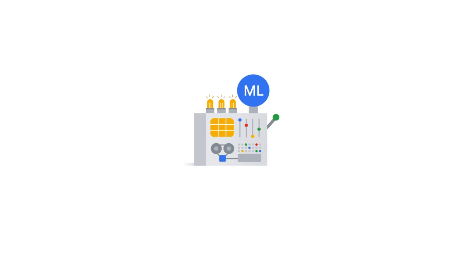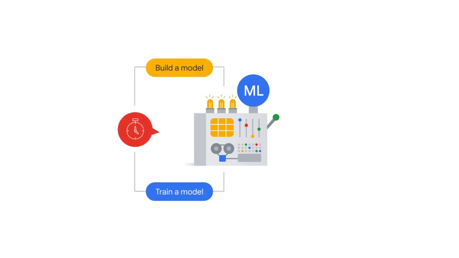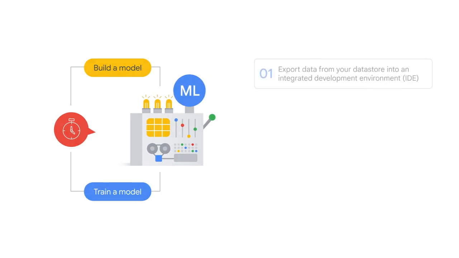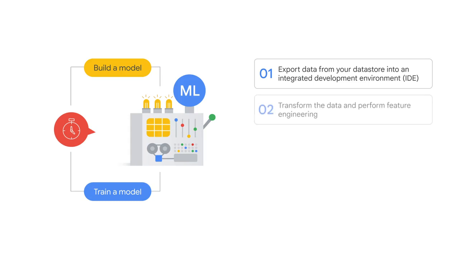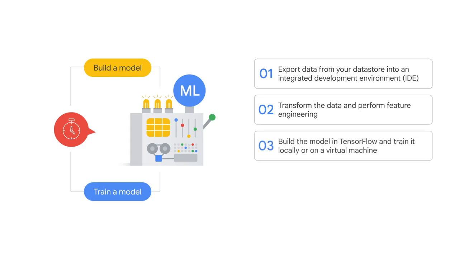If you've worked with ML models before, you know that building and training them can be very time-intensive. You must first export data from your data store into an IDE, integrated development environment, such as Jupyter Notebook or Google Colab, and then transform the data and perform your feature engineering steps before you can feed it into a training model. Then finally, you need to build the model in TensorFlow or a similar library and train it locally on a computer or on a virtual machine.